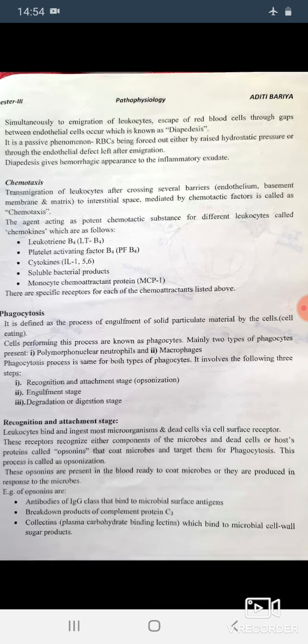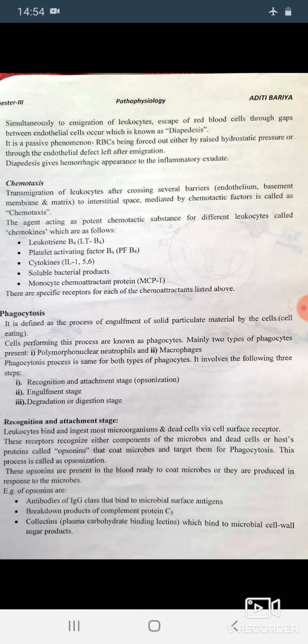Then these opsonins, there are examples. Antibodies of IgG class, immunoglobulin G class antibodies, particularly which bind to the microbial surface antigens. Second, breakdown products of complement protein C3. complement system છે આપણી આખી immune system ની જેમાં number of proteins present હોય, એને complement proteins કહેવાય. અને એમાંનું જે complement protein C3 છે એની breakdown products એ બી opsonin નું કામ કરે છે, covering કરવાનું કામ કરે છે, as well as collectins.